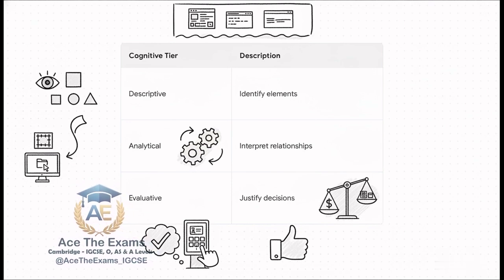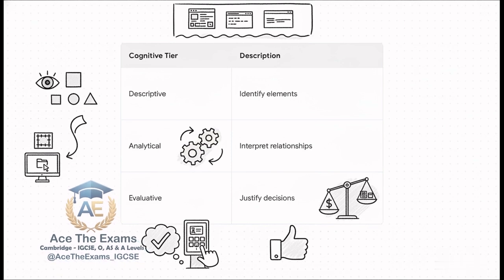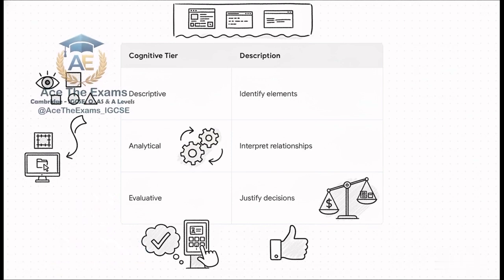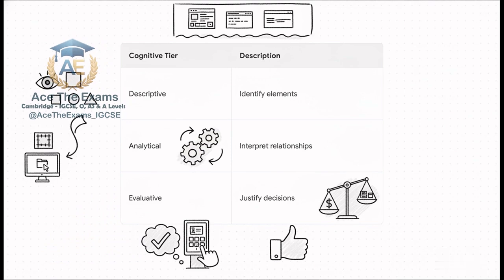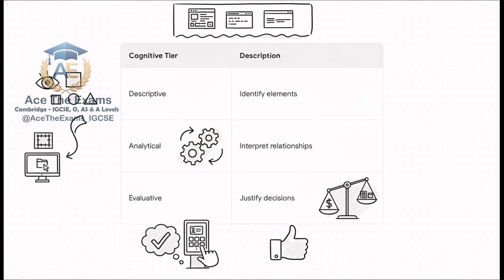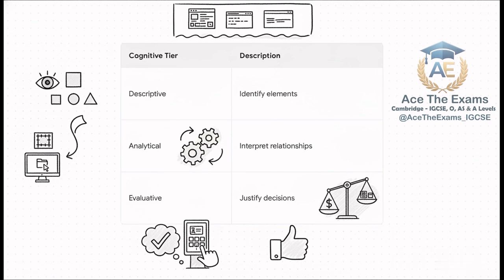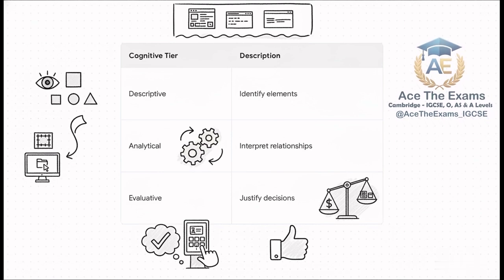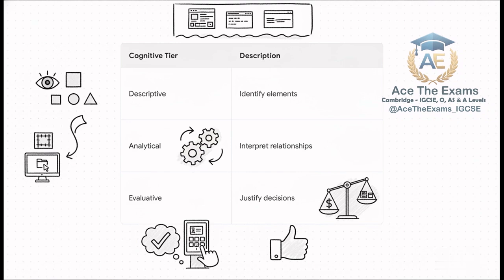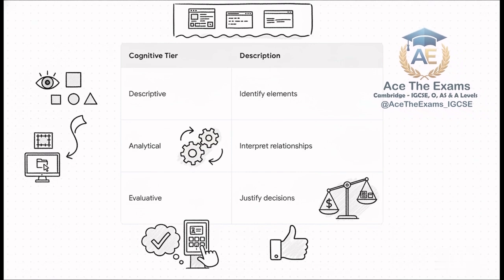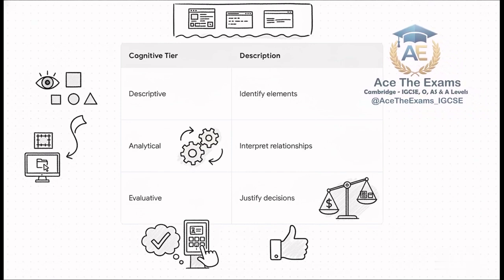The top scoring candidates, they operate at the evaluative tier. They justify the recommendations based on the scenario. They'll write, while the GUI requires significantly more system resources, it is heavily recommended for the public kiosk scenario because the target audience lacks technical training, making the intuitive touch-based icon system far outweigh the initial hardware cost. Boom, that is evaluative. That is an A-star response.